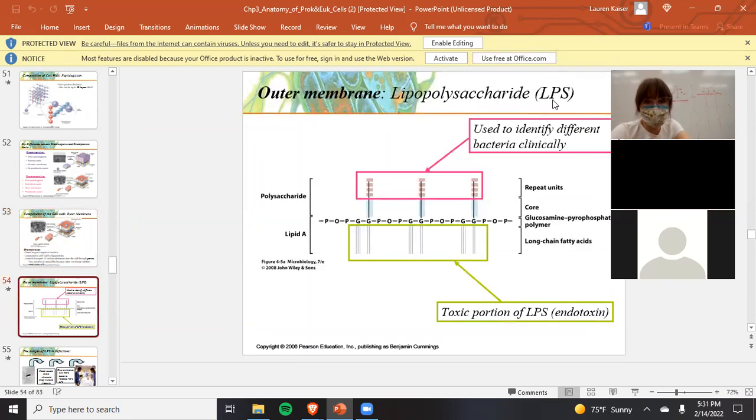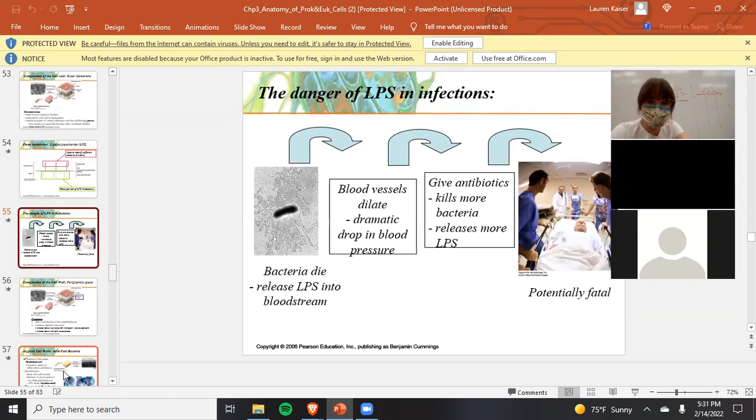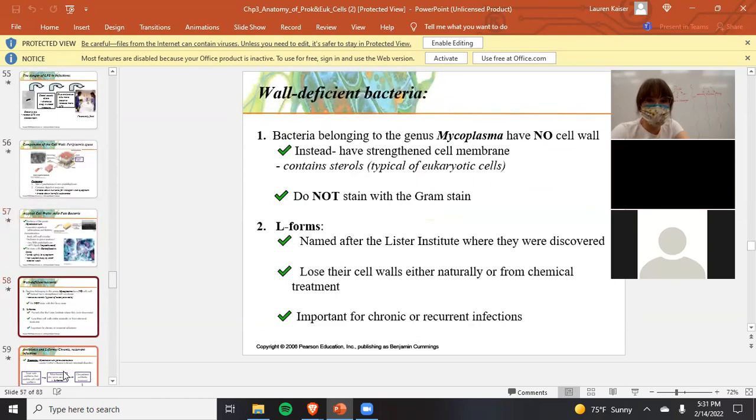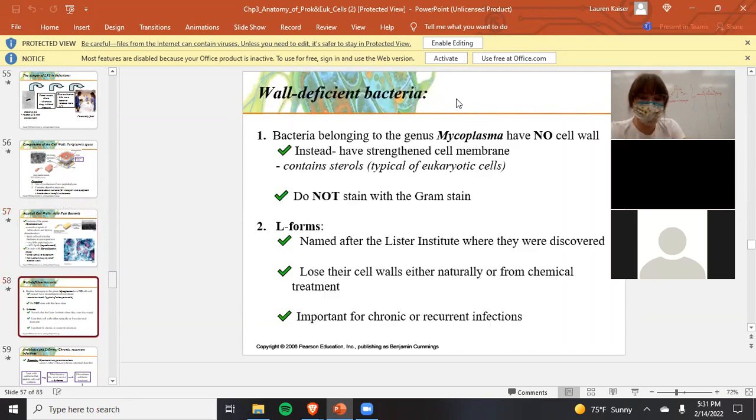Make sure you know the lipopolysaccharide, and the lipid A portion is what makes it toxic. Look, it's nice and highlighted. Make sure you know what the LPS does to people. And then your atypical cell walls. You have your acid-fast bacteria, that's going to be your Mycobacterium and tuberculosis. And then you're going to get your wall-deficient ones.